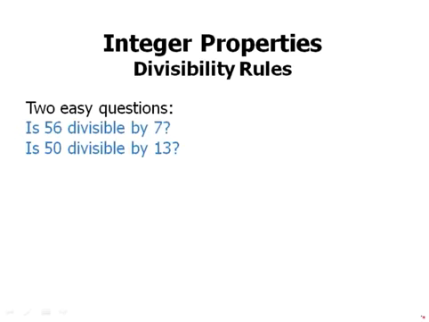Divisibility rules. So first of all, let's start with a couple easy questions. Is 56 divisible by 7? Is 50 divisible by 13? Theoretically, those are questions you should be able to answer with little problem. The answer to the first, of course, is yes. 56 equals 7 times 8. The answer to the second, of course, is no. 13 does go into 52, but it does not go into 50.